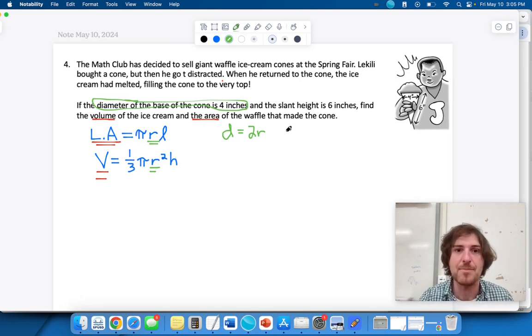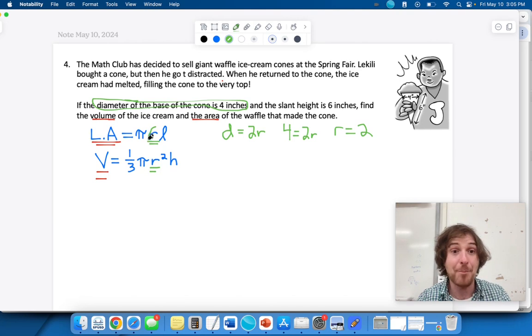So if my diameter is 4 inches, my radius is simply going to be half of that, okay? Because 2 times 2 would get me to 4. So my radius here is going to be 2, and that's what I'm going to put into the r part of my formula, and then I'm going to plug into the r part of my r squared for the volume formula. What else am I given? Oh, I'm given the slant height.